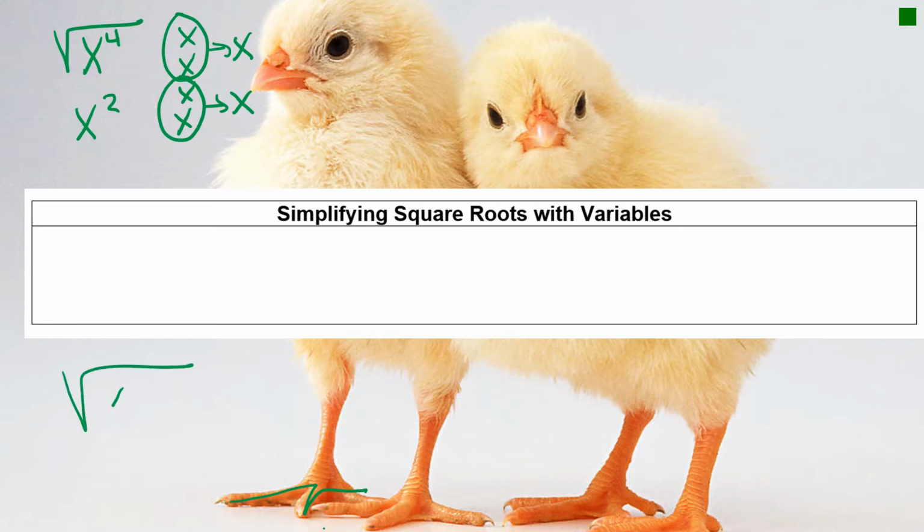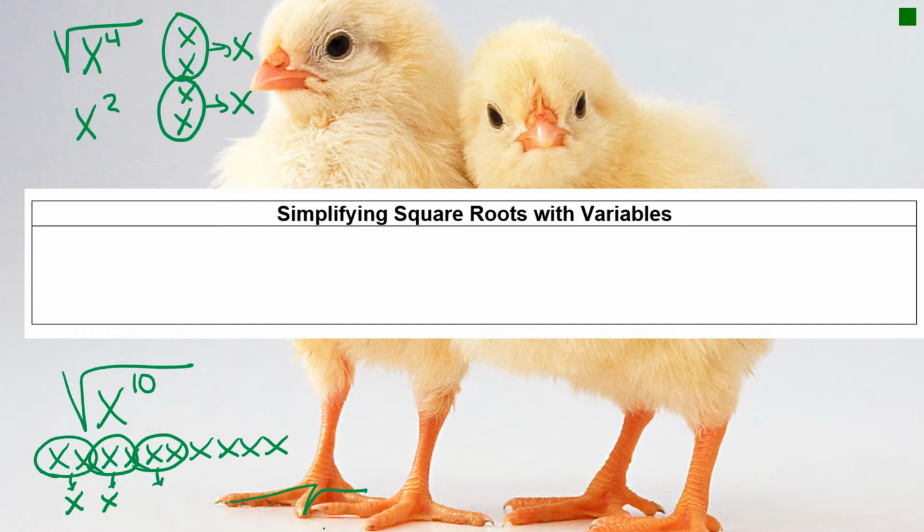Let's look at the square root of x to the 10th. I'm going to write them sideways because I'm out of room. 1, 2, 3, 4, 5, 6, 7, 8, 9, 10. There's a pair of x's, brings out an x. A pair of x's brings out an x, and again, five times. 1, 2, 3, 4, 5. That equals x to the 5th.